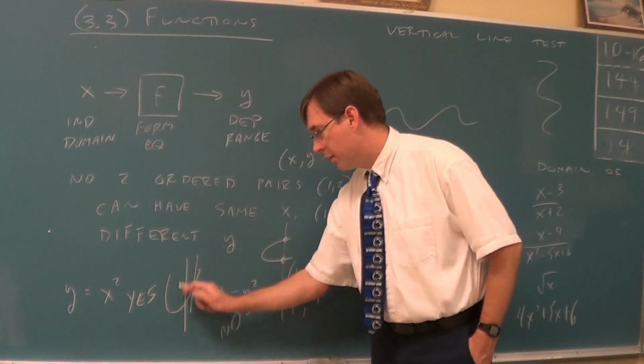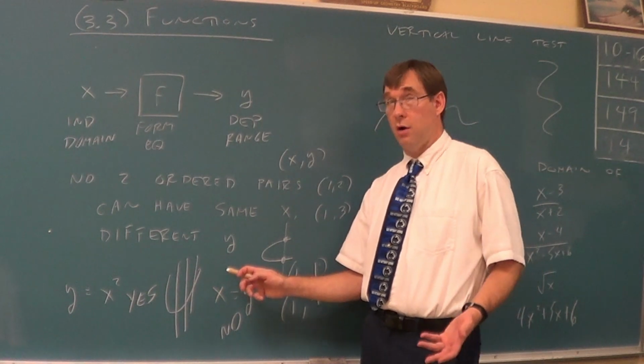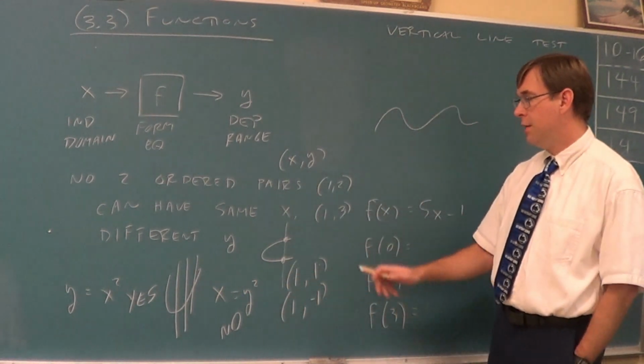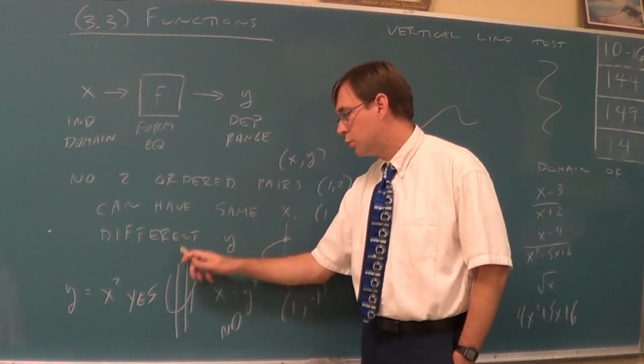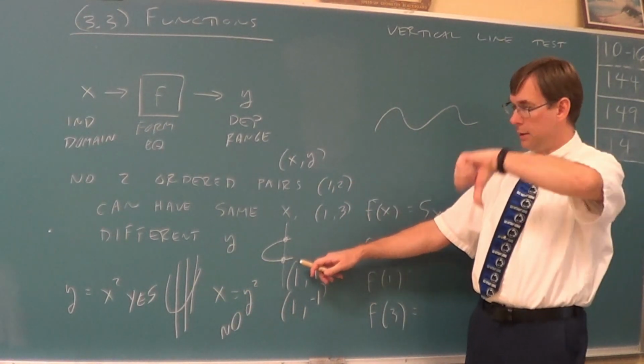Over here, if I draw vertical lines, it's only ever going to touch one time, or maybe not at all. And either of those is okay. So if you draw vertical lines and you touch one time or never, we're good. If you touch doubles or more, it's no good.